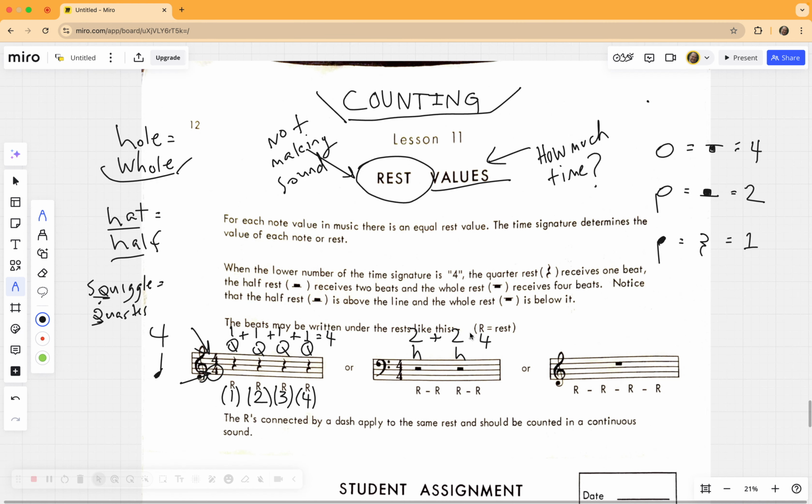2 plus 2 equals 4. So you go 1 dash 2. That starts on 1. But remember, you need 3 and 4. You wouldn't put 1, 2, 1, 2 because you have to have a total number of 4 beats in each measure. But notice, it's going to rest for 2.